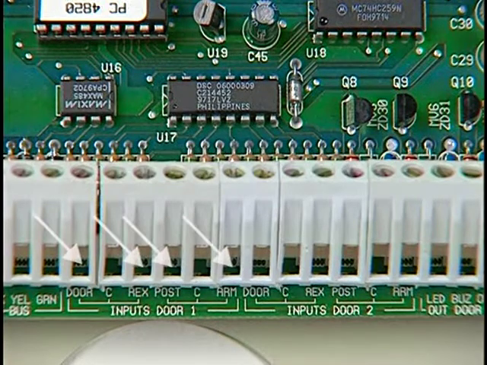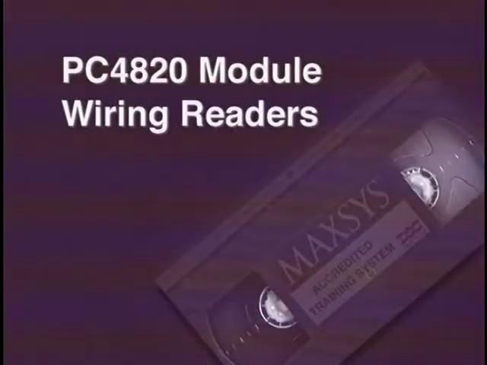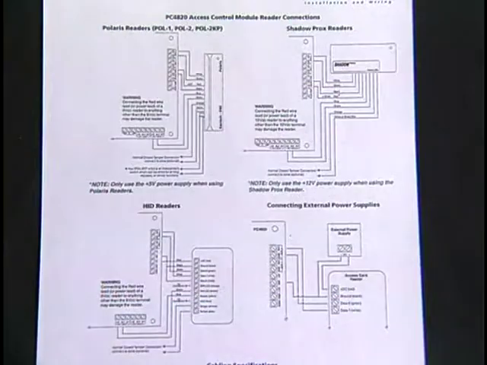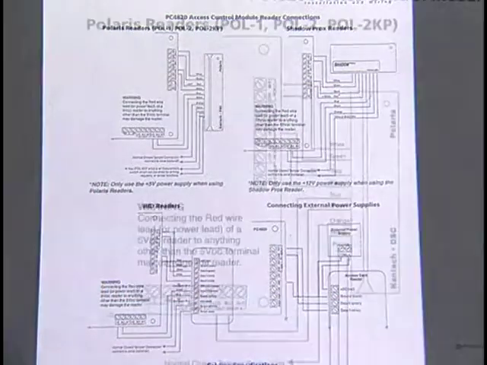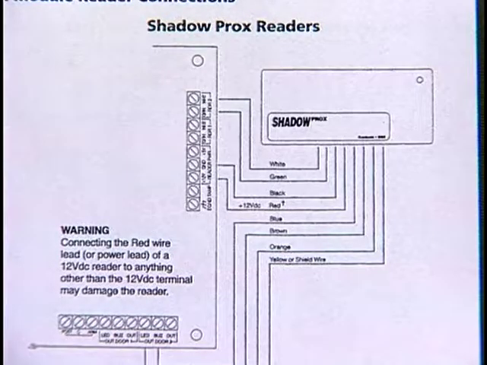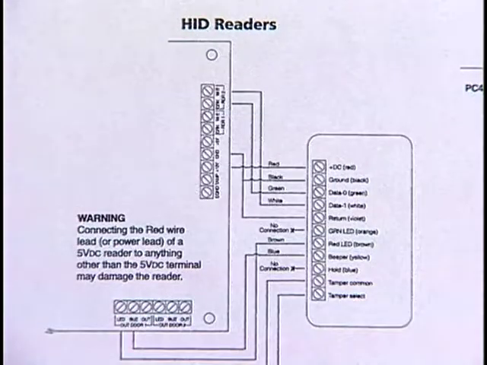The next four terminals are for the door contact, request to exit, arm request, and postpone arm inputs. There are two sets of terminals, one for each reader. The last terminals are used for wiring readers to the module. Explicit instructions and diagrams are provided in the PC4820 installation manual for wiring Polaris magnetic stripe readers, ShadowProx proximity readers, and HID proximity readers.